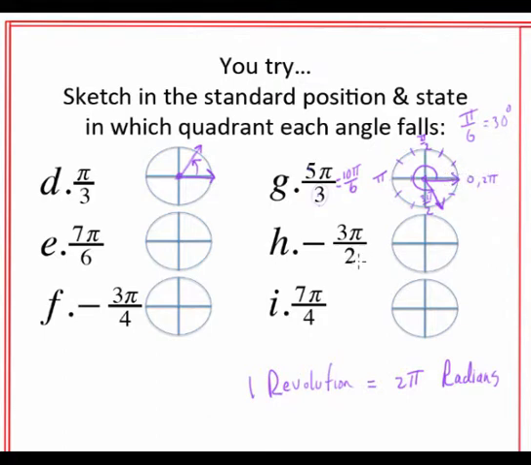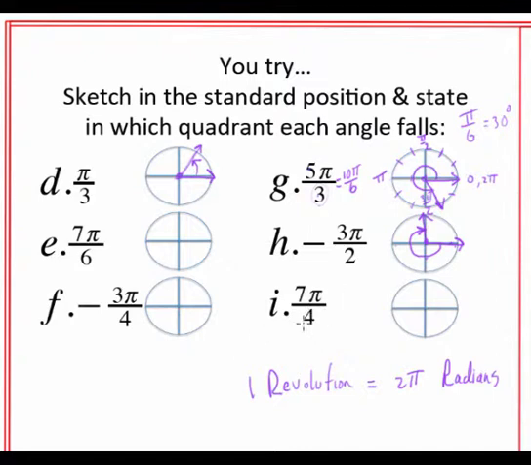Okay, negative 3 pi over 2. Well, as indicated here, we have 0, pi over 2, pi, 3 pi over 2. In the negative direction, it's 0, negative pi over 2, negative pi, negative 3 pi over 2, and negative 2 pi. So from this one, we're going to start on the positive x-axis, and we're going to go around negative 1 pi over 2, 2 pi over 2, 3 pi over 2. And it ends up just like that.